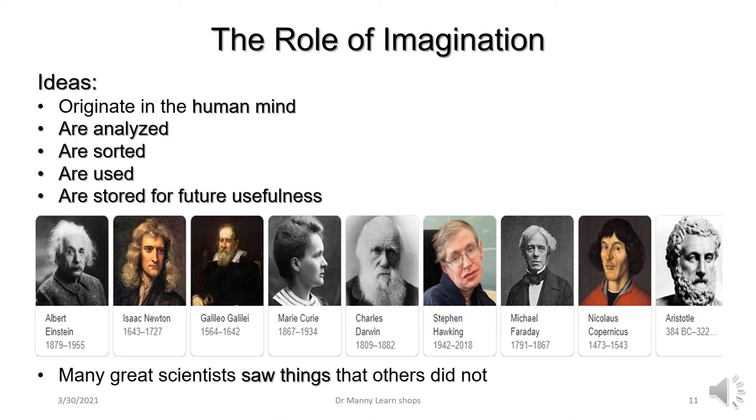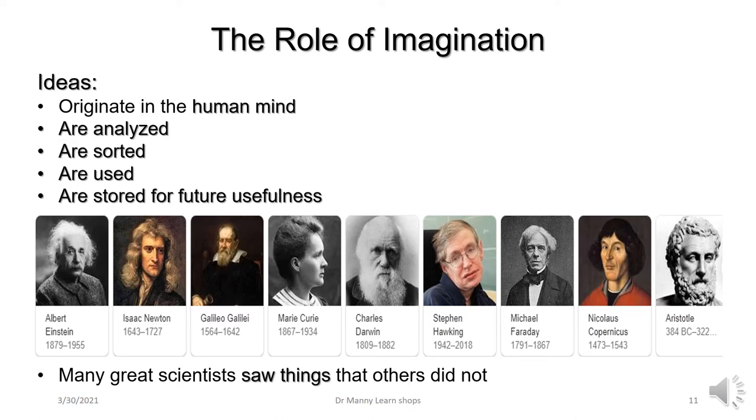You've got Albert Einstein. You've got Isaac Newton, Galileo, Marie Curie, Charles Darwin, Stephen Hawking, Michael Faraday, Nicholas Copernicus, Aristotle. Isaac Newton, his law of gravity, gravitation. Albert Einstein, his theory of relativity, understanding space, time, gravity, and the universe. He was a theoretical physicist, a cosmopolitan.